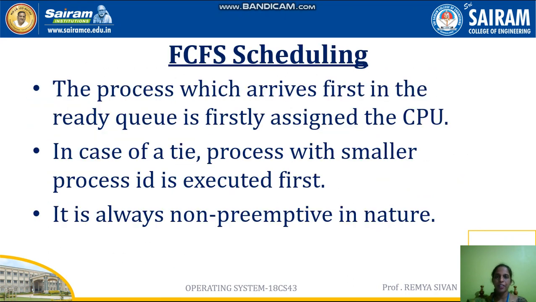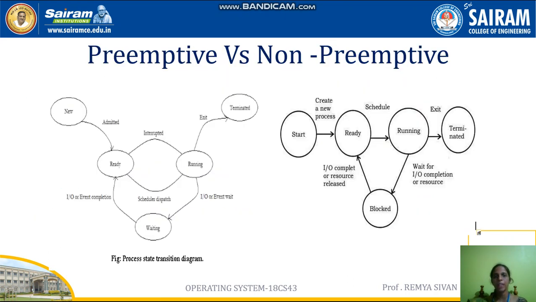So before going to different types of scheduling, let me explain preemptive and non-preemptive scheduling. See these two diagrams, they are process state diagrams, right? So see what is the difference between these two diagrams. Here running to ready state is possible, right? Running to ready state is possible here, but here running to ready state is not possible.